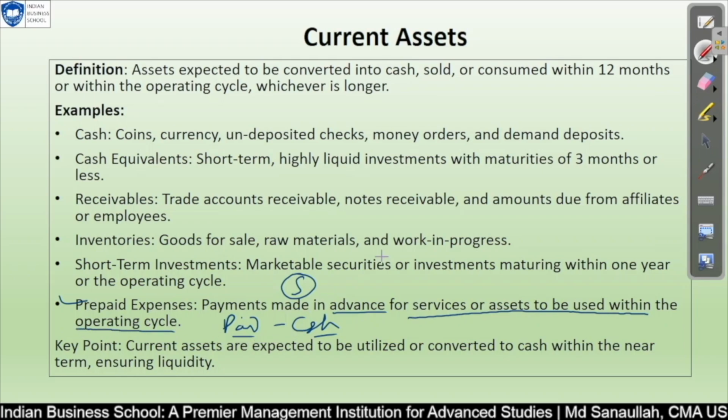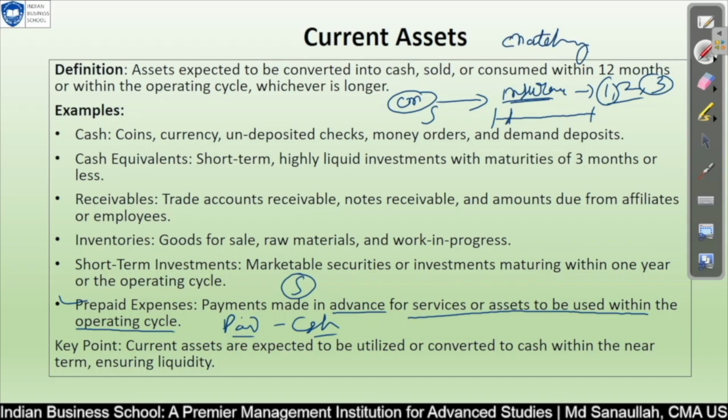The perfect example is insurance. Insurance we normally buy for 1 year, 2 years, 3 years, or 5 years, but we have to pay for the entire 1 year or entire 3 years. We have to pay on the spot. So we have sacrificed our cash and in return what we get is a promise of insurance. As time passes, only then can we recognize our expense. That is called the matching principle. This is the process that is followed everywhere.